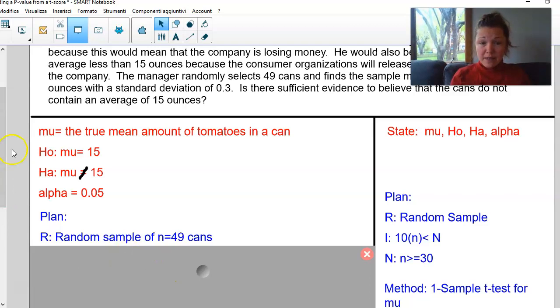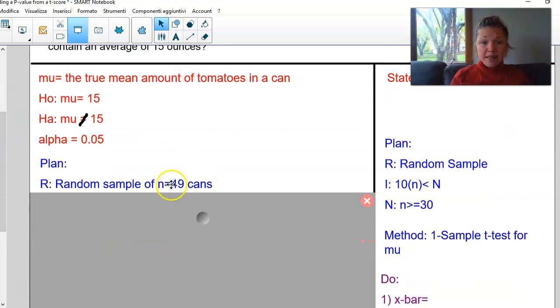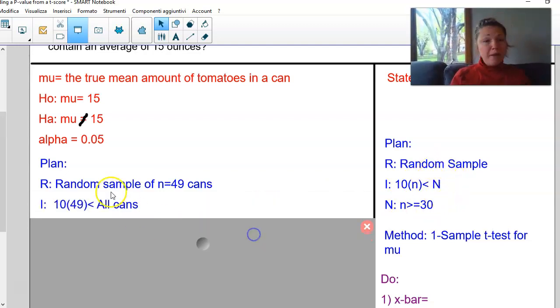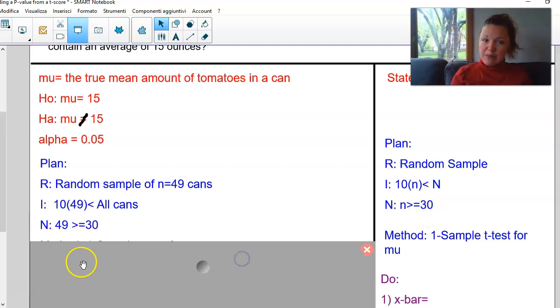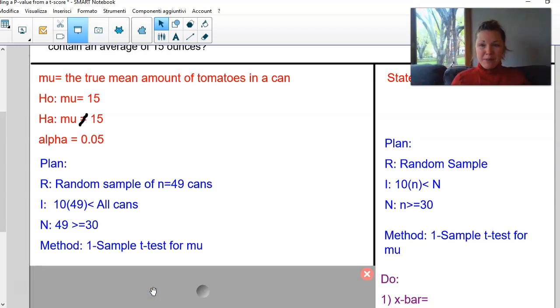Okay, next, I. We're going to take this sample size and multiply it by 10. And we don't know the population of all cans, so we just write down all the cans. 10 times 49, we assume, is less than all of our cans. And then finally, our sample size has to be greater than or equal to 30, and it is. So we're okay to proceed with our method of a one sample t-test for mu.